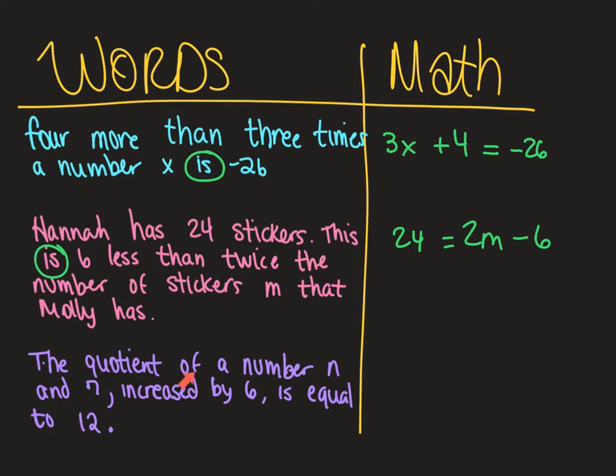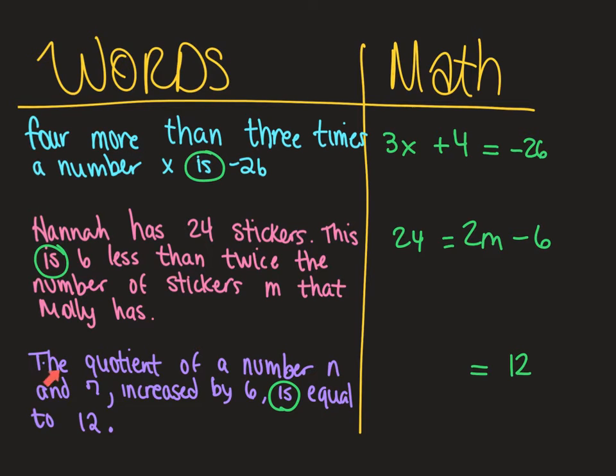The quotient of a number n. They're telling me I have to use n. I can't pick whatever I want. The quotient of a number n and 7, comma, that comma is going to be important, increased by 6, comma, is equal to 12. Well, did you see the is? I found the is. It's right here. So there's my equal sign. The words after is go on the right-hand side. I found a 12. Now I just got to do the stuff in front.